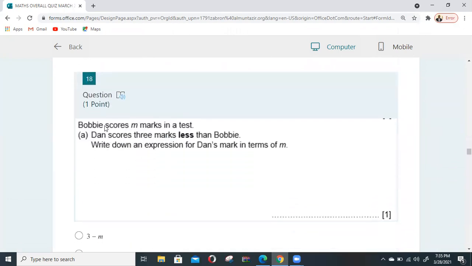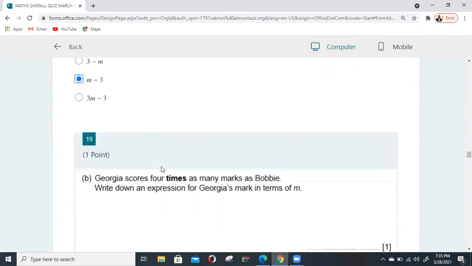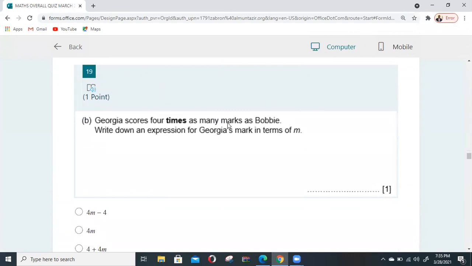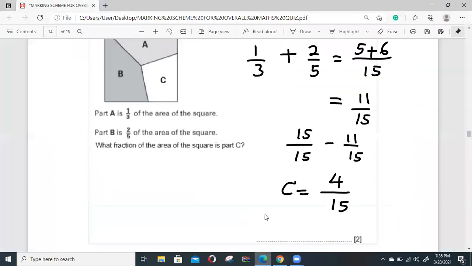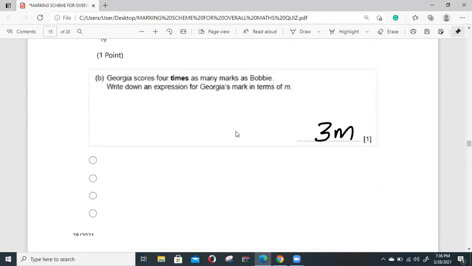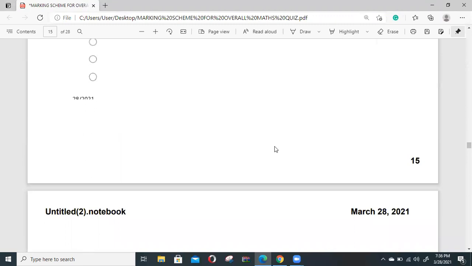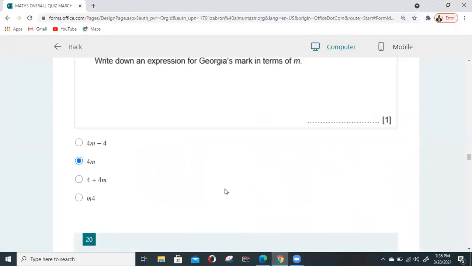Okay, so Bobby scores M marks in a test. Danny scores 3 marks less than that. Write down an expression for that. So we got this will be M minus 3, and I've done it in the marking scheme. Okay, George scores 4 times as many. So we're gonna get 4M. So that's the calculation. And the calculations are done somewhere here. So when I send you the marking scheme, you're gonna come to see the answers. Okay, so don't worry. All right, so let us go to the next question.